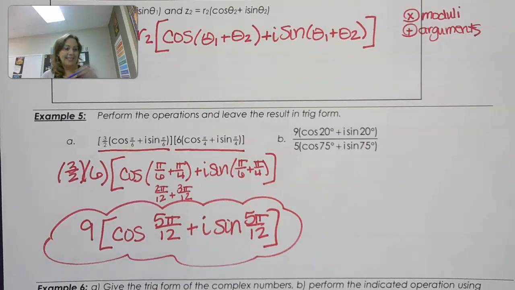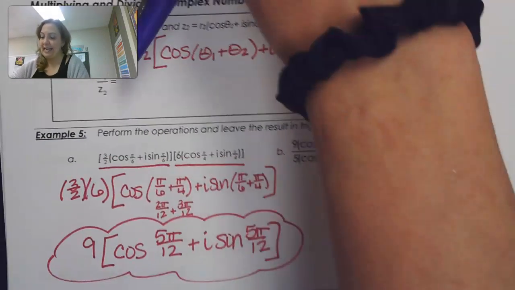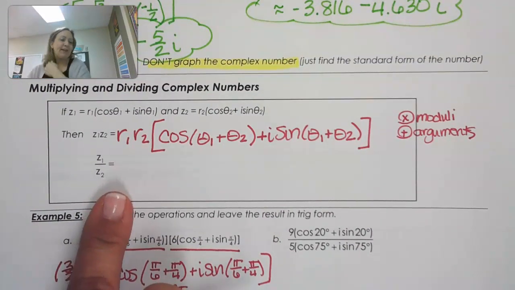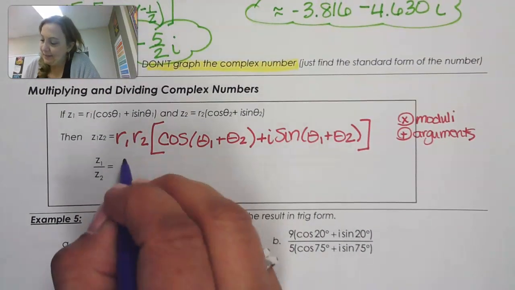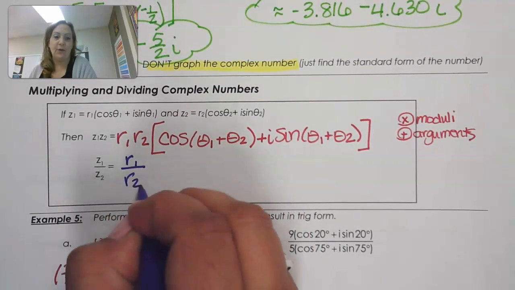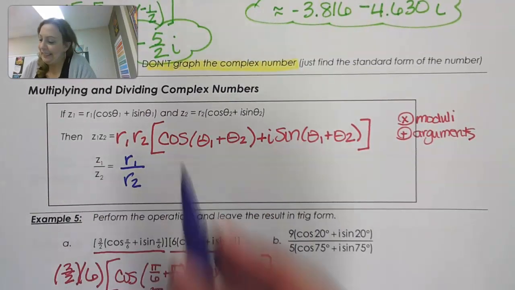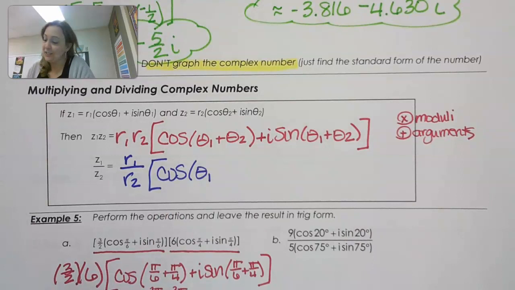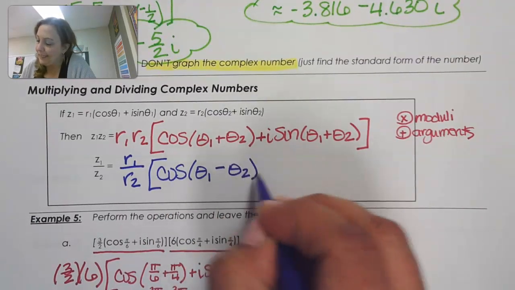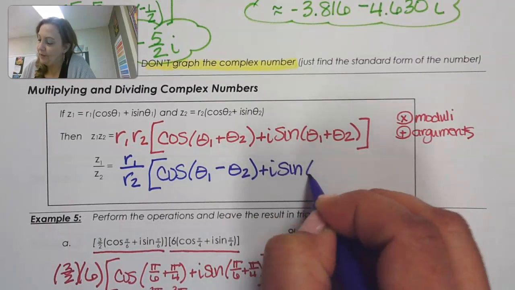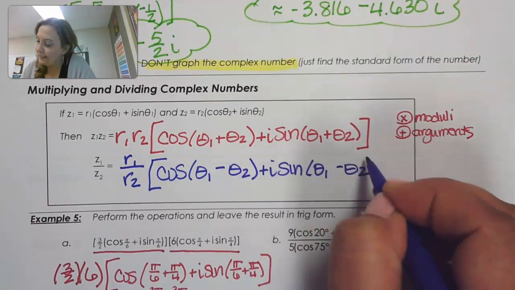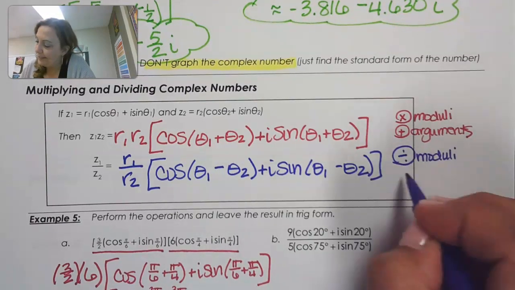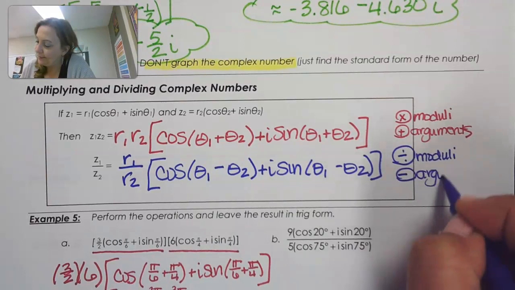So now let's look at dividing complex numbers. When we're dividing complex numbers, we take the moduli and divide, r1 divided by r2. Any guesses what we would do to our arguments? If you said subtract, you're right. We would take theta 1 minus theta 2. So we divide the moduli and subtract the arguments.